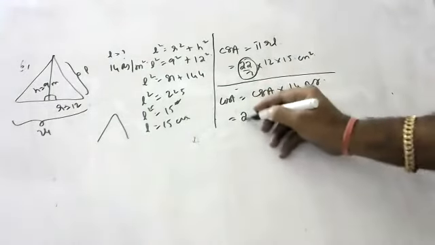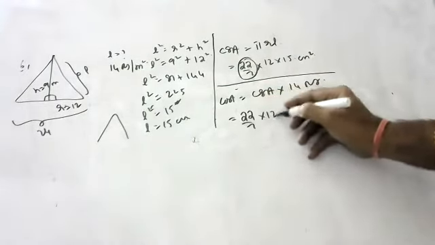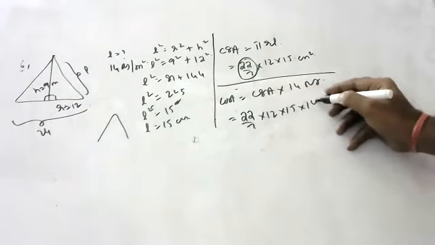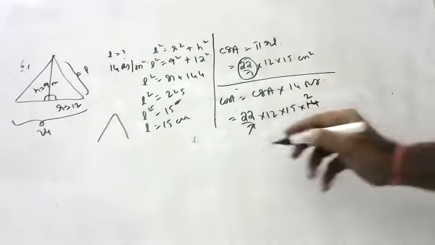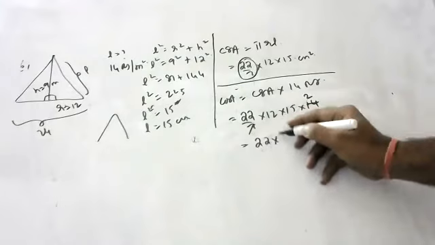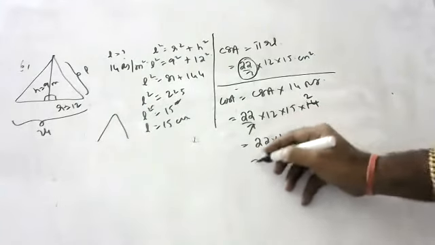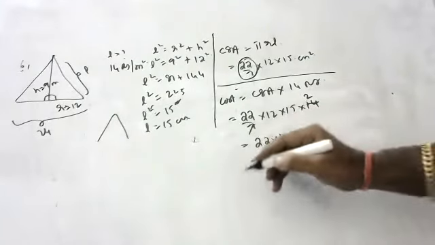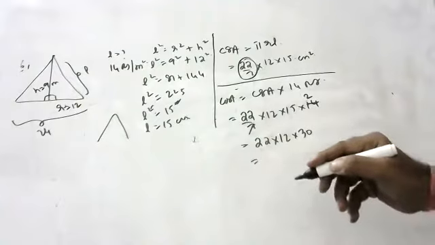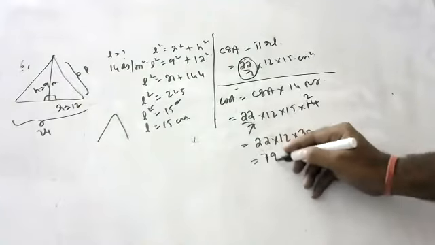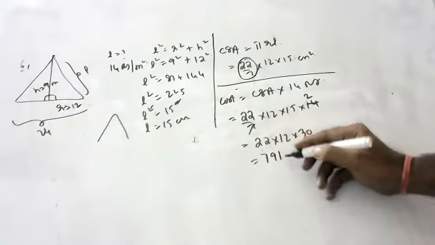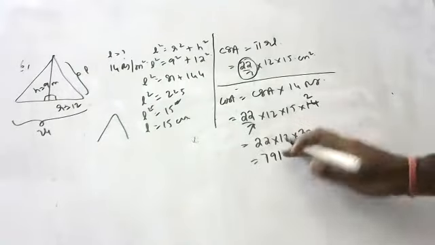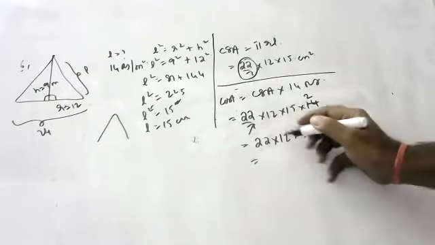CSA is how much, children? 22 by 7 into 12 into 15 into 14. Okay, how much is that? 565.12... How much? 3.5. 7912.8, sir. No, this one. Cost only, sir. No, how much?